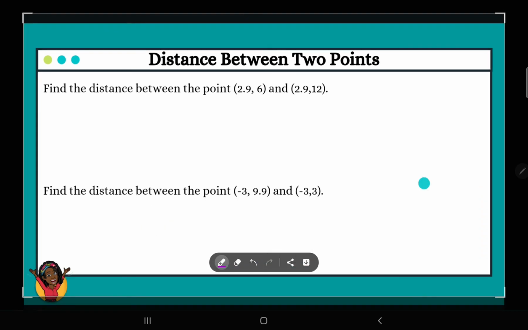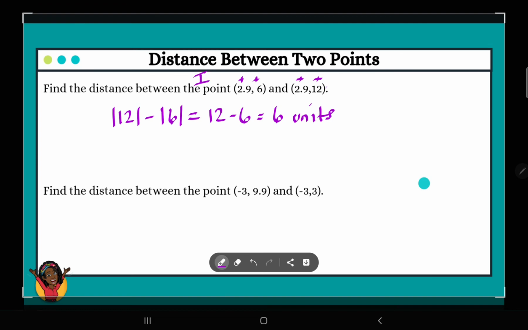Let's try 2 more examples using our formula. So here we see that both of these values are positive. So that tells me that they're both in the same quadrant, which is quadrant 1. Now my x values are the same, so I'm going to use my y values. So the absolute value of 12 minus the absolute value of 6, 12 minus 6 is equal to 6 units. So the distance between these 2 points is equal to 6 units.